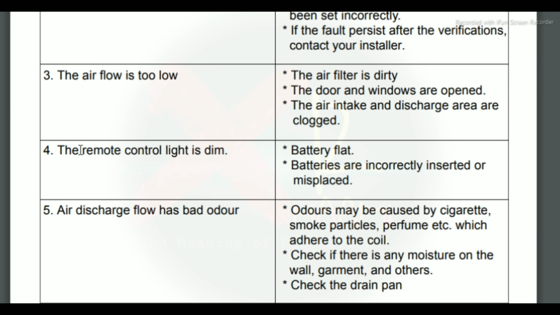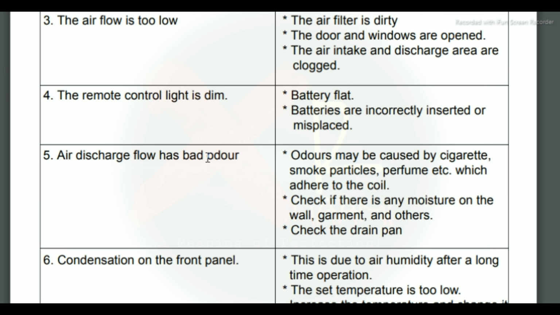Then number 4 is the remote control light is dim. The battery may be flat, so maybe you have to change the batteries, or they are incorrectly inserted or misplaced. So double check the batteries of your remote control.